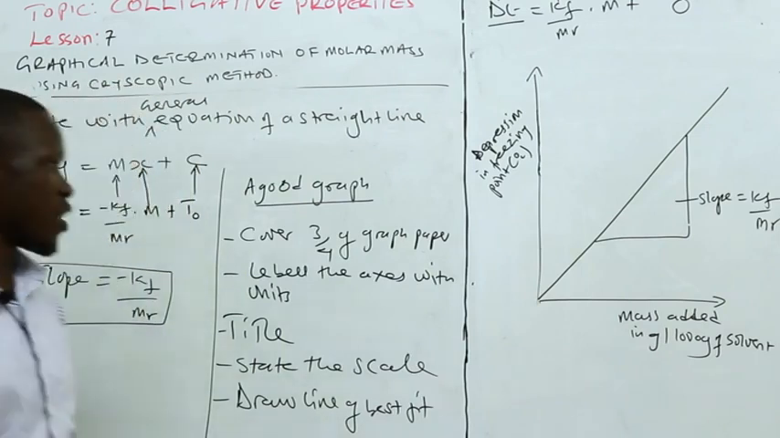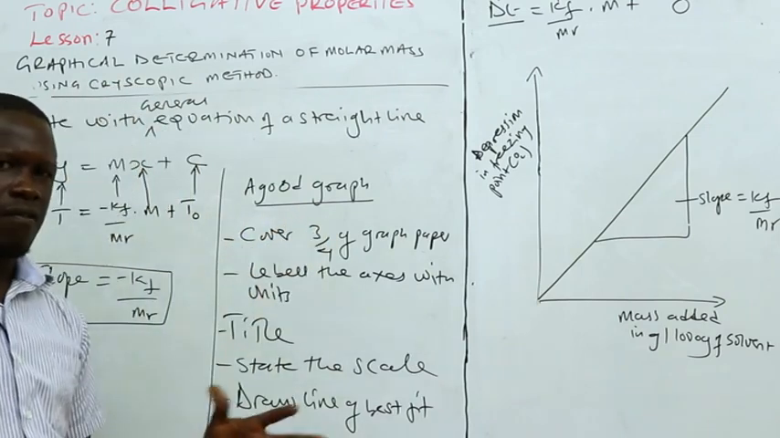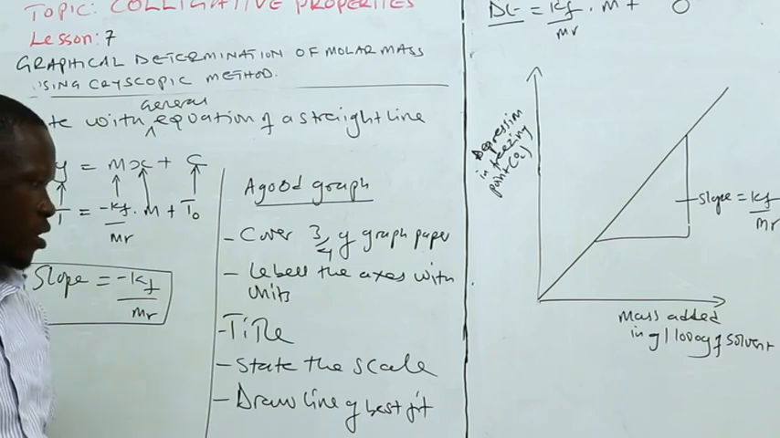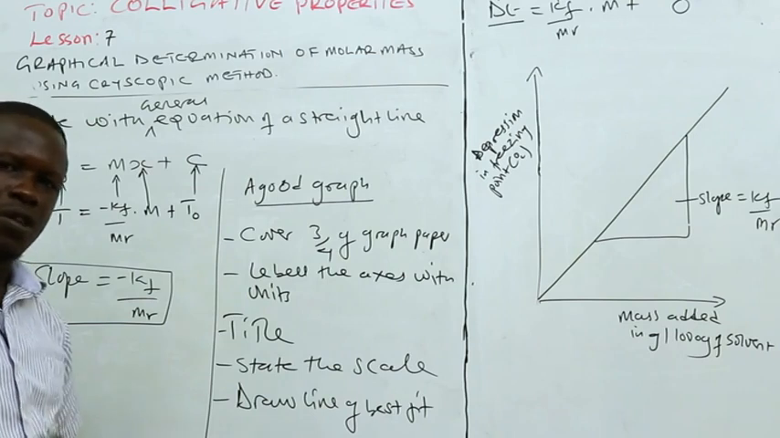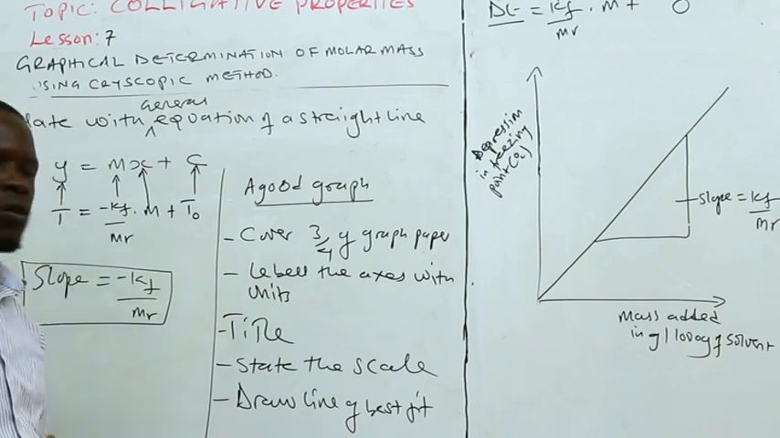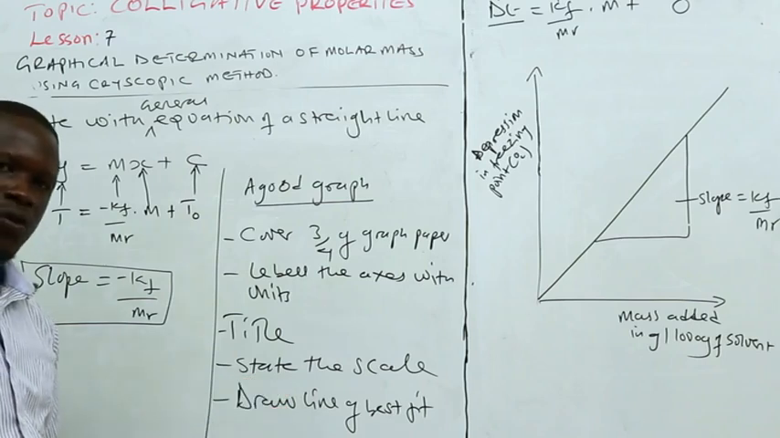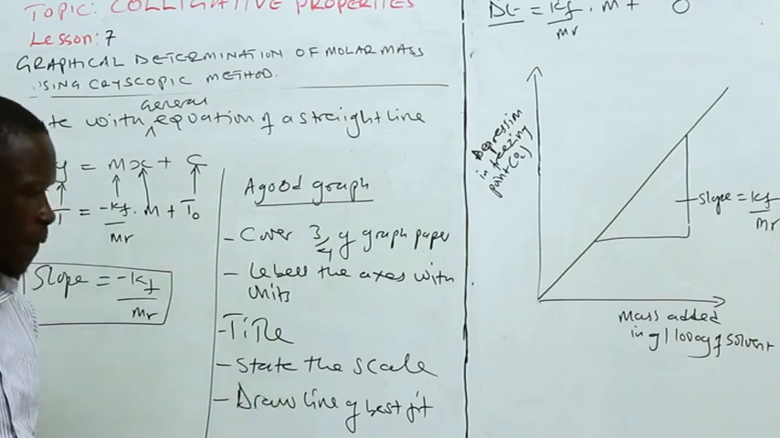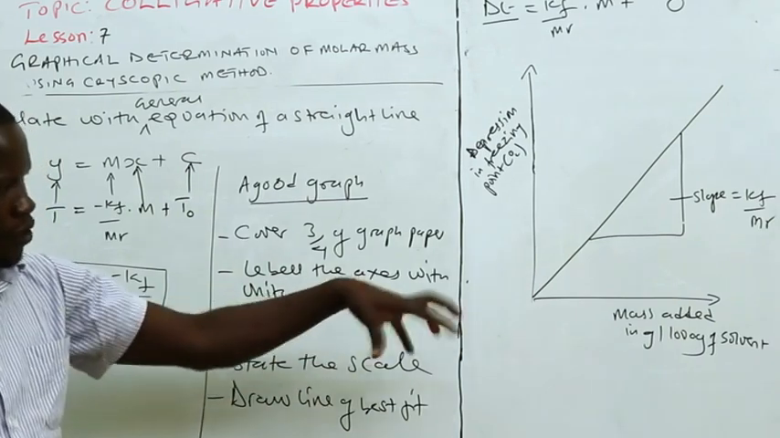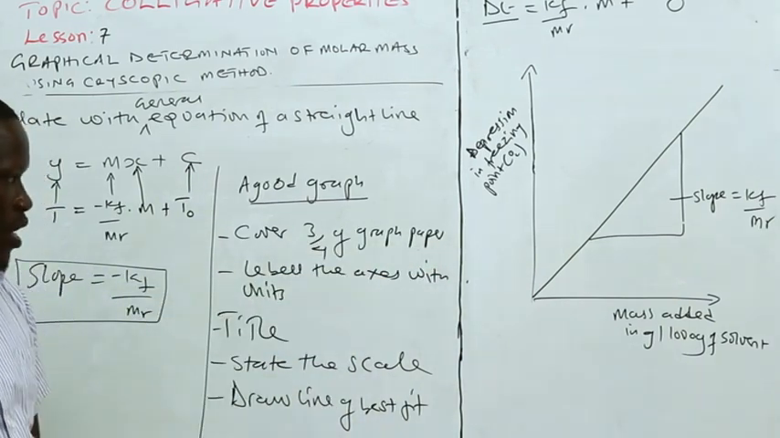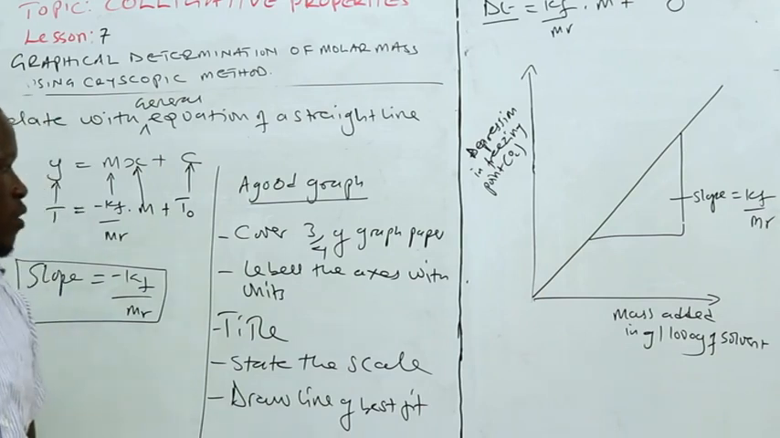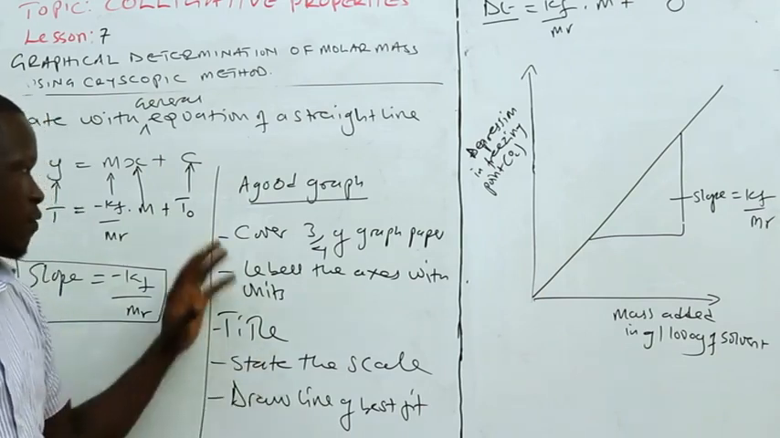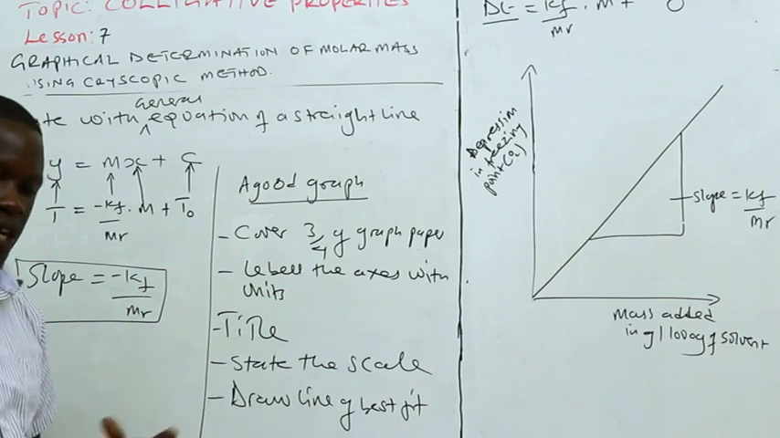So when we are marking, we look at your graph. How is it covering? We look at the labeling, the title, and the scale you're using. But also you need to plot accurately using the scale you have chosen. Otherwise, the graphs may not be correct. So if you want a good graph and marks out of it, follow this. Get a good scale that covers most of the paper.